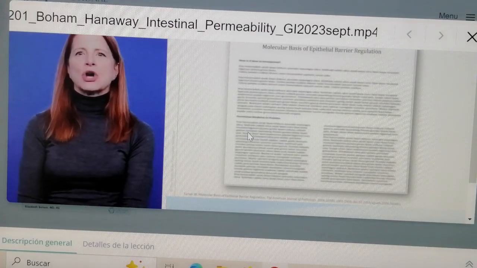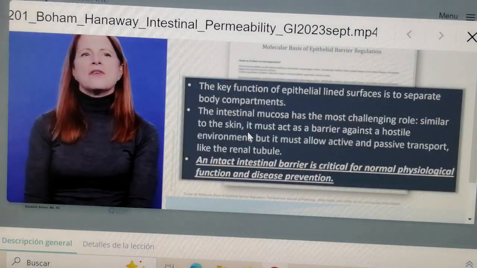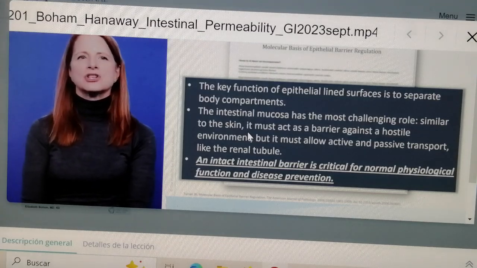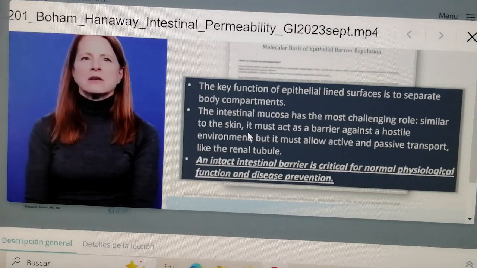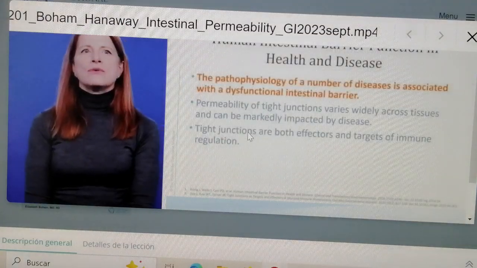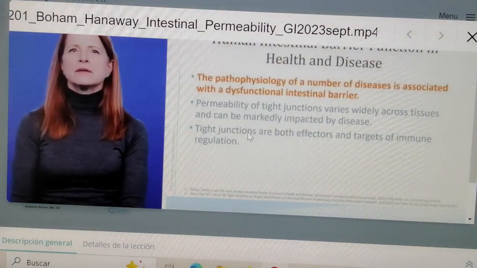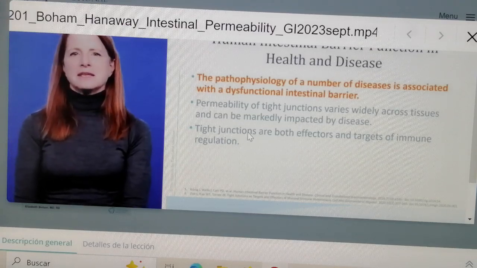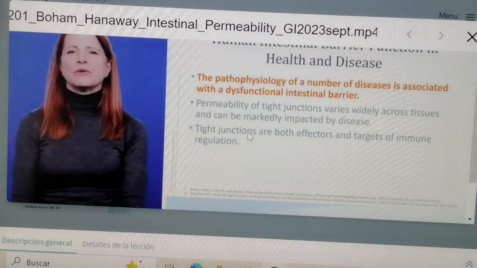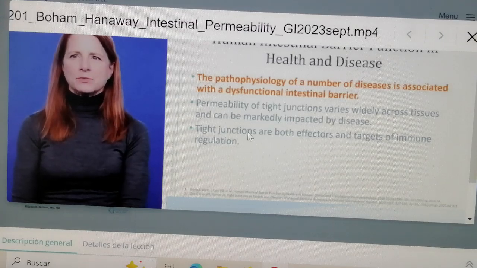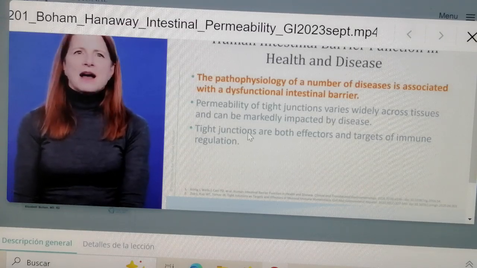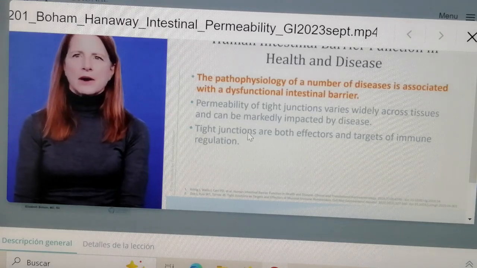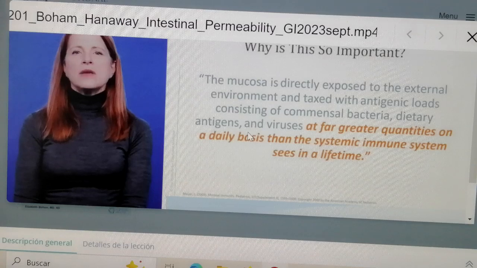Here, 15 years ago, really highlighting the fact that an intact intestinal barrier is critical for normal physiological function and disease prevention. So, we know that the permeability in the gut is really critical for prevention of disease and continuing to prevent inflammation systemically as well as locally. So the pathophysiology of a number of diseases is associated with a dysfunctional intestinal barrier. And we know this is critical.